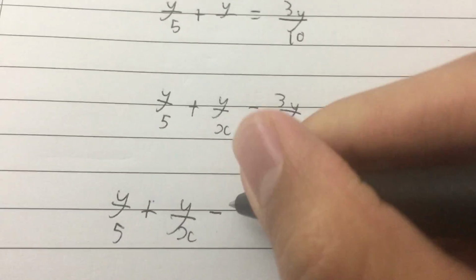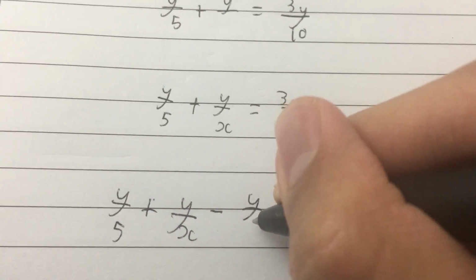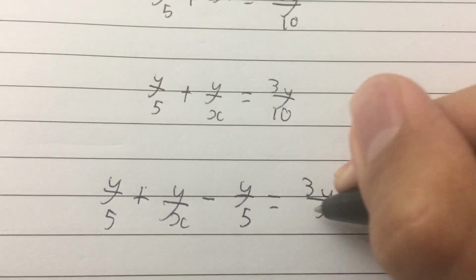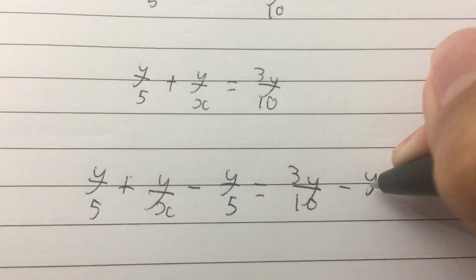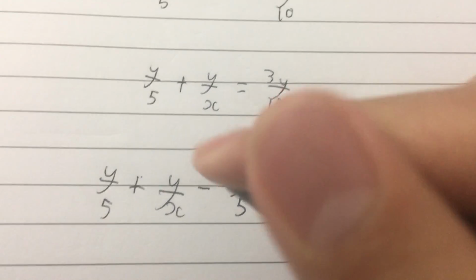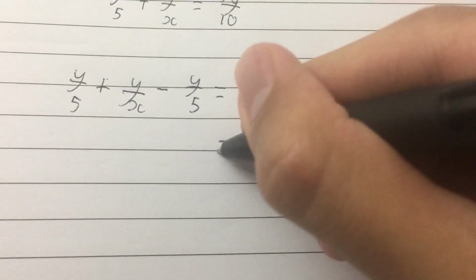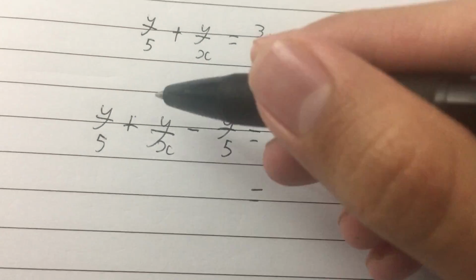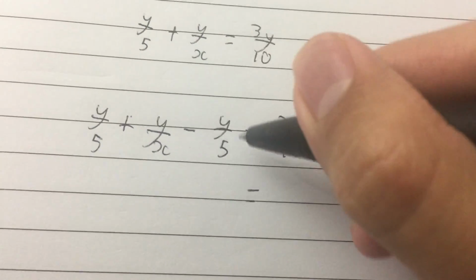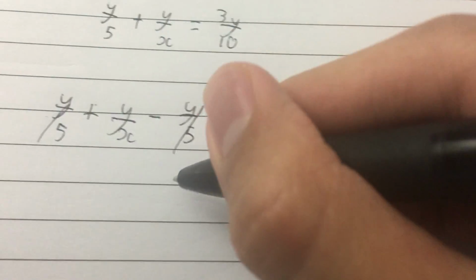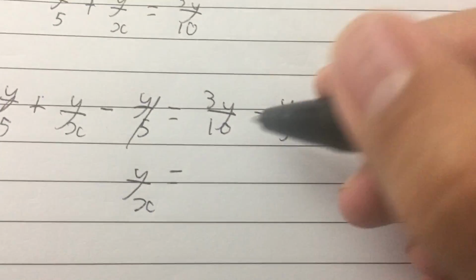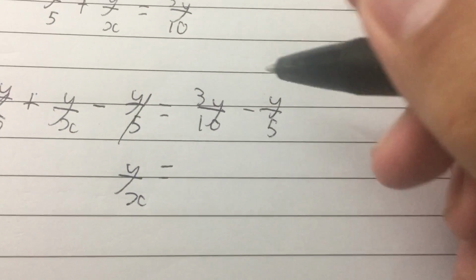If we do minus y over 5, it will be reflected the same way over here. And now, since y over 5 minus y over 5, we can just cancel these out and we only get y over x. However, not the same will happen here.